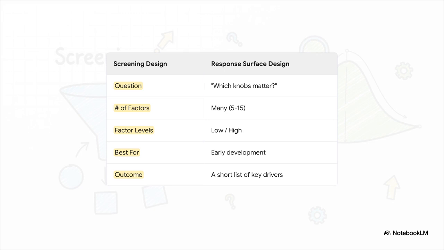This table just pulls it all together so nicely. Just look at the contrast. Screening asks, which knobs matter? Response surface asks, okay, where is the sweet spot for these knobs? Screening looks at many factors with simple low/high settings. Response surface looks at just a few, but adds a midpoint to really map out that optimal zone. It's a beautiful, logical progression from broad exploration to focused optimization.